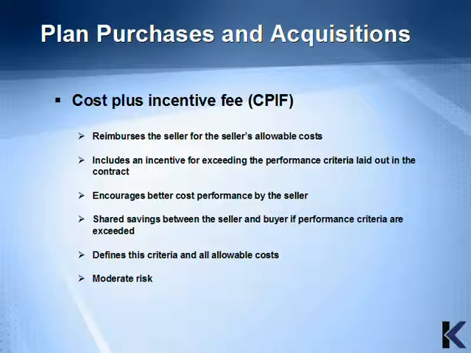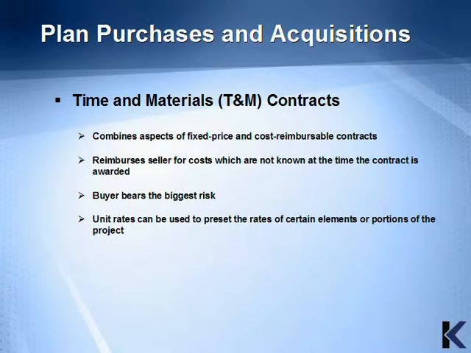Cost plus incentive fee reimburses the seller for the seller's allowable costs. It includes an incentive for exceeding the performance criteria laid out in the contract, and it encourages better cost performance by the seller. Shared savings between the seller and buyer if performance criteria are exceeded, and it defines this criteria and all allowable costs. This one is of moderate risk.